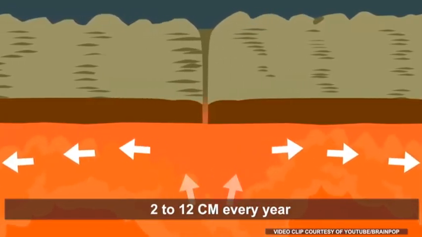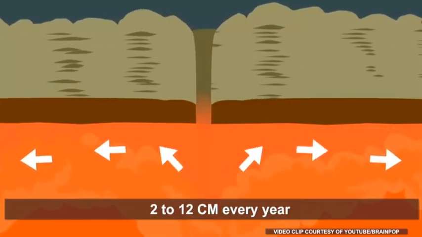Tectonic plates move at a rate of 2 to 12 centimeters a year. That is a minuscule amount compared to how big these plates are. These movements, however, still cause drastic changes on the surface of the Earth.